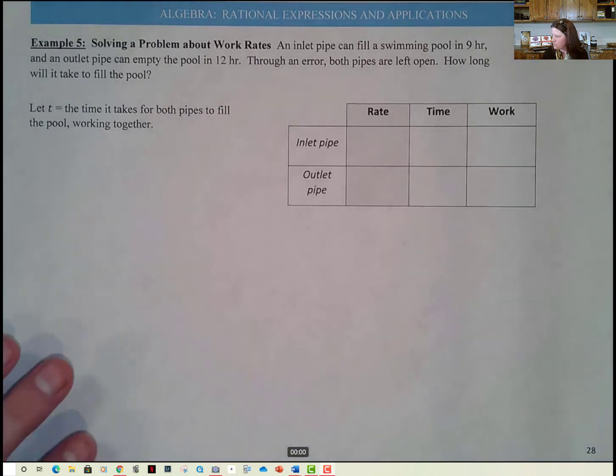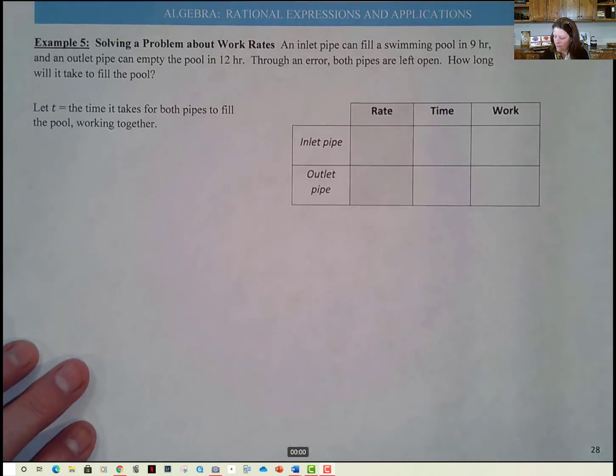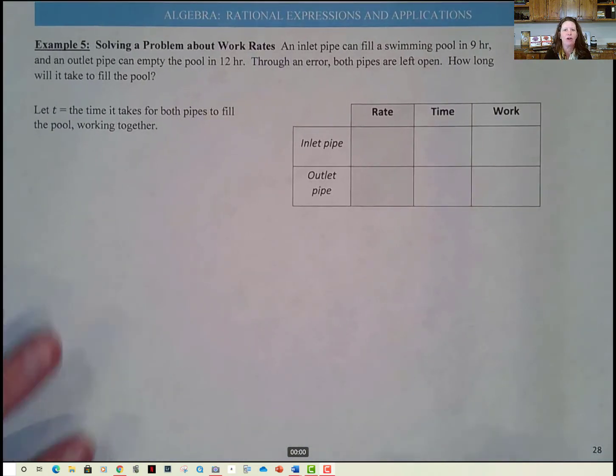Last problem. Example 5, another work rate and time problem. An inlet pipe can fill a swimming pool in 9 hours, and an outlet pipe can empty it, or let's say drain this pool in 12 hours. But through an error, both pipes were left open. So how long will it take to fill the pool?